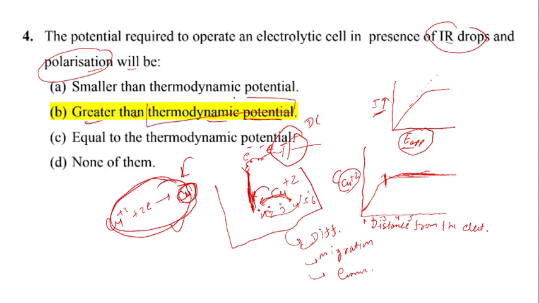Then what is the thermodynamic potential? It is measured from the Nernst equation. If you want to oxidize or reduce any metal, you can calculate the potential from the Nernst equation. But in the real case, you need some higher potential. Why is higher potential required? Due to IR drop and polarization. So this is all about this question. Clear? Any doubt here?